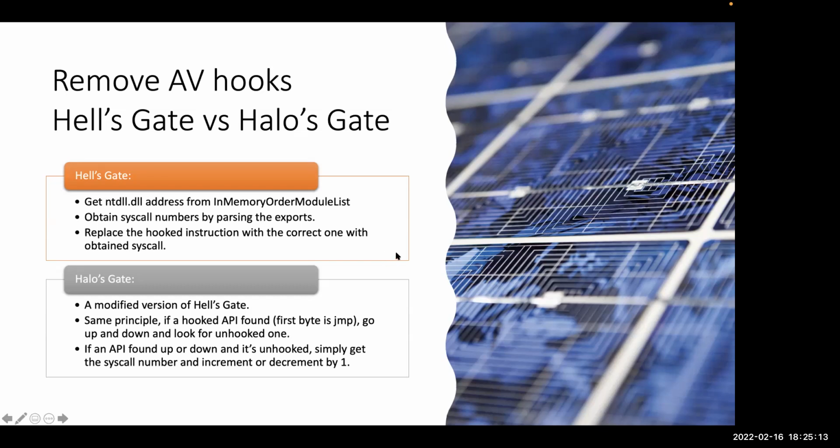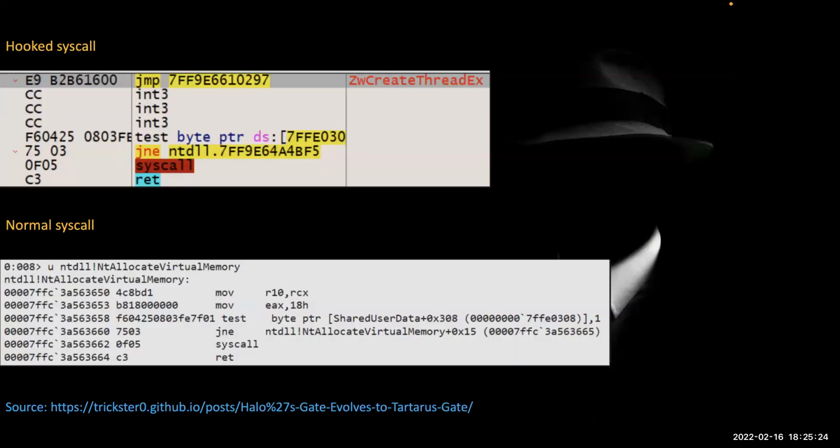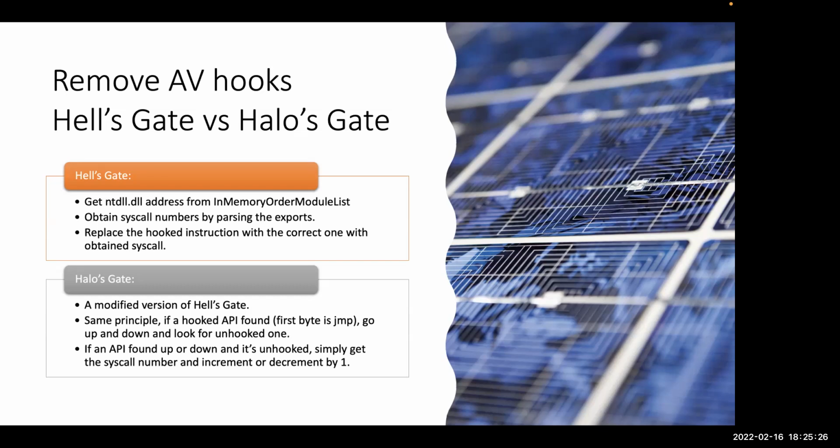Two techniques to bypass this: one is called Hell's Gate, and the other is Halo's Gate. Halo's Gate is like a twin sister of Hell's Gate. Hell's Gate is where you parse the in-memory module list from the NTDLL file to get all the syscall numbers and you replace all the hooks, which I'm going to show you what it looks like.